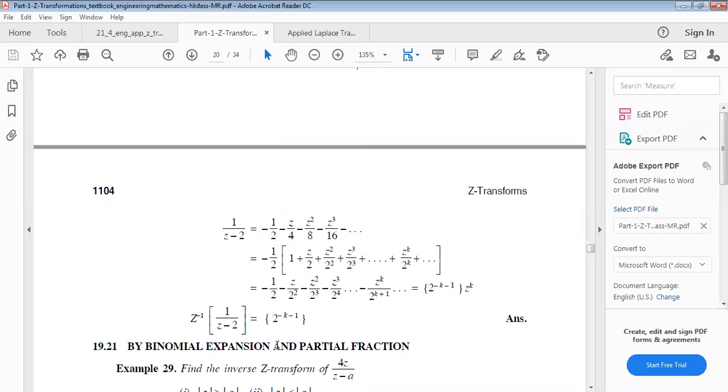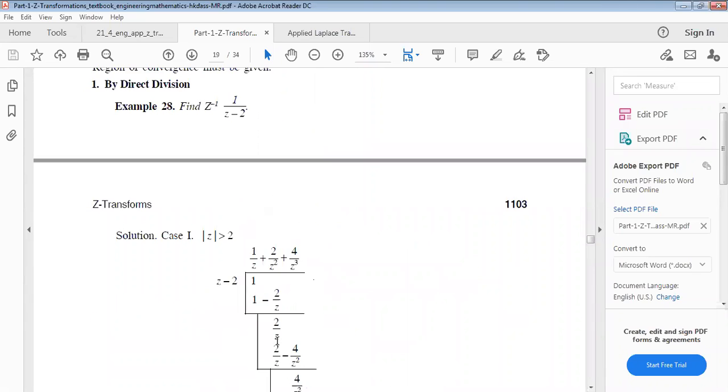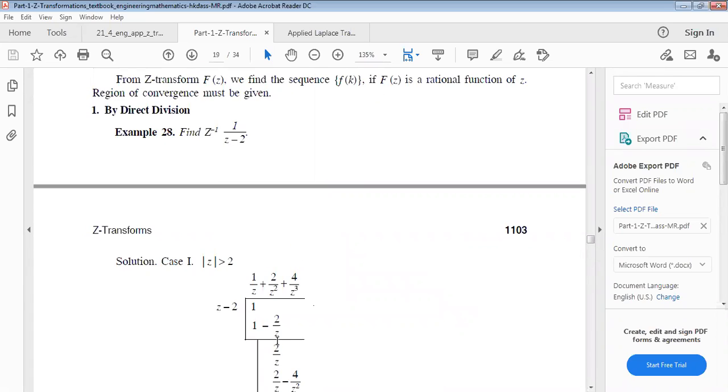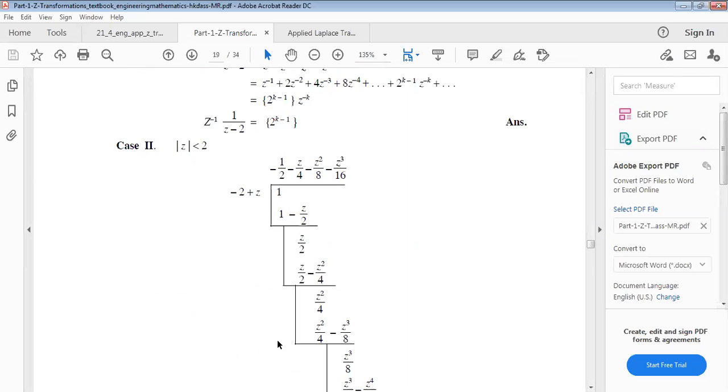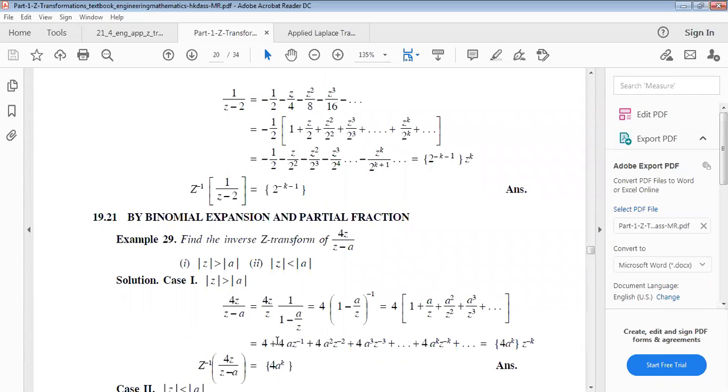So in both cases we found the inverse z transform of the sequence by the division method. This is called the direct division method. Try to practice at home. I hope everybody will do.